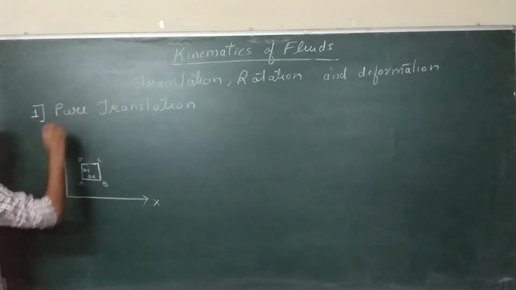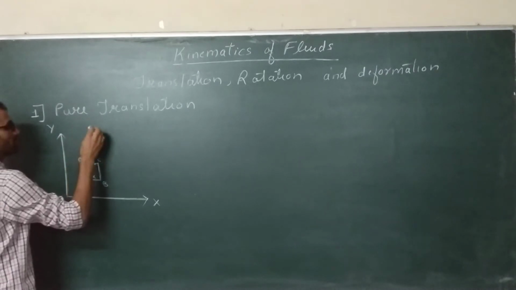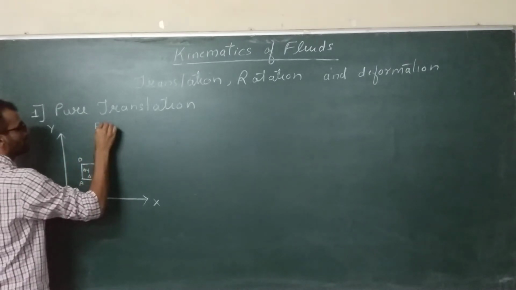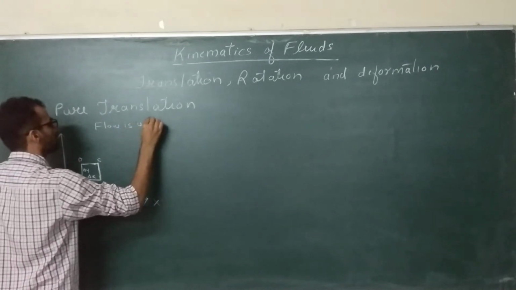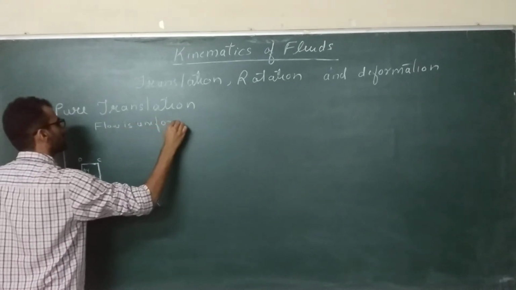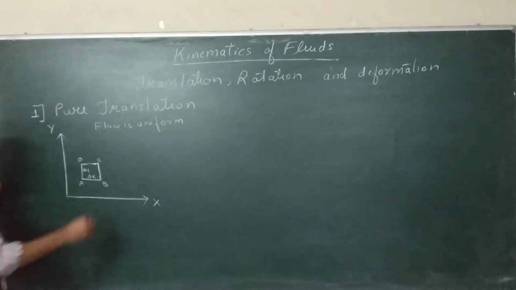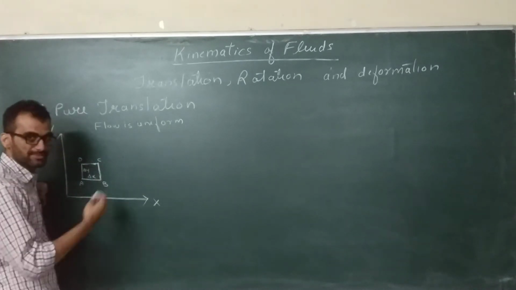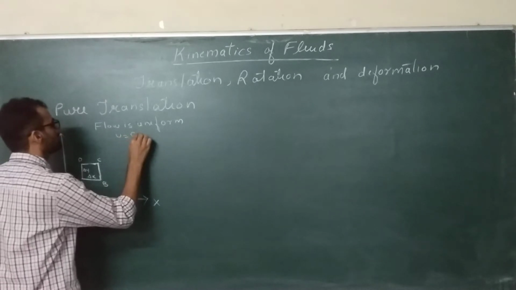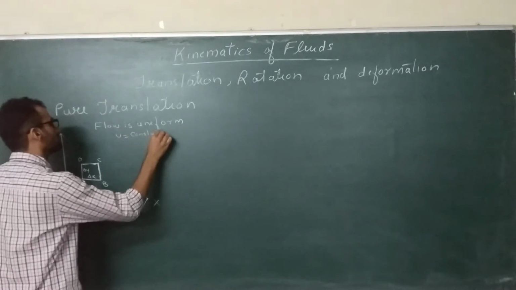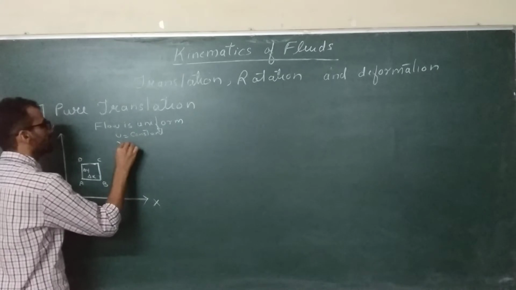Now, let us say the flow is uniform. So, in uniform flow, what is the case? Velocities are constant with respect to space. So, U is constant and V is constant.